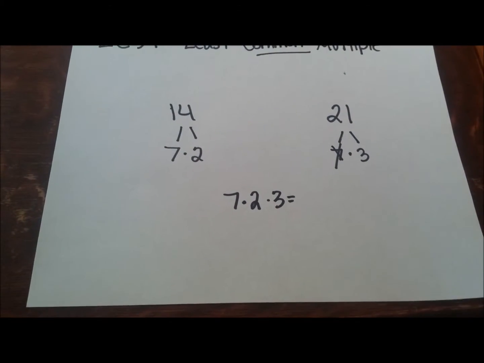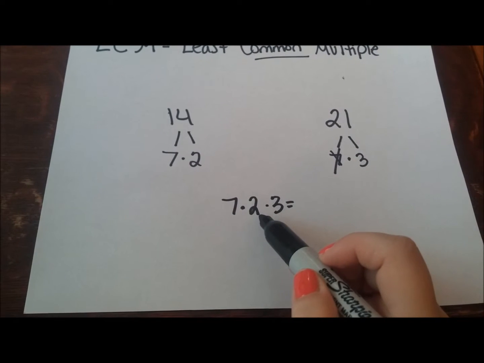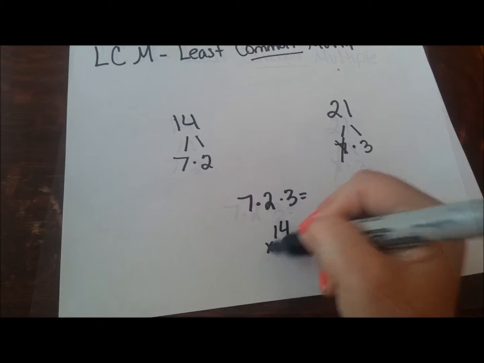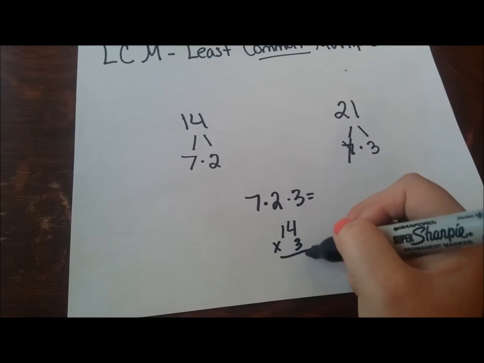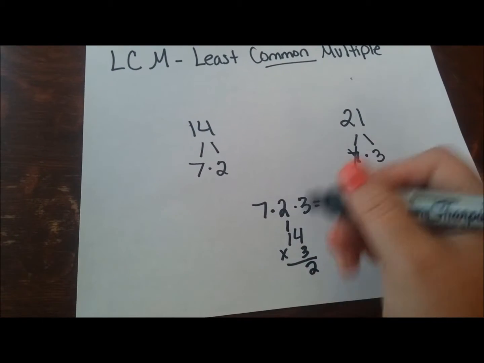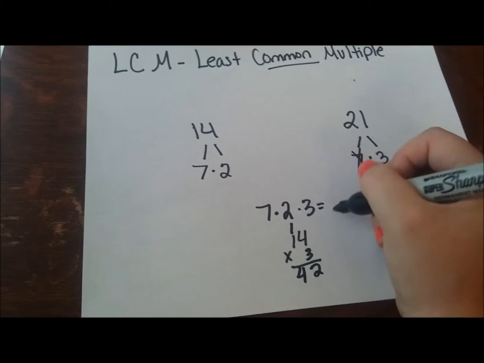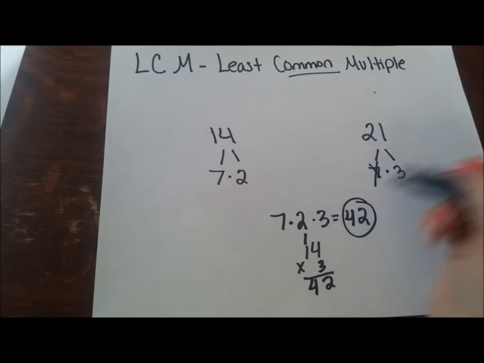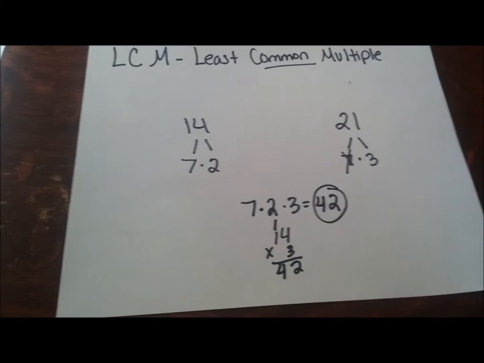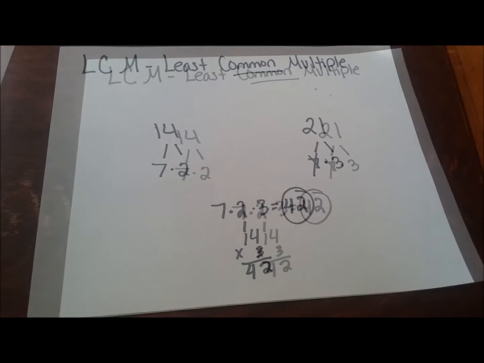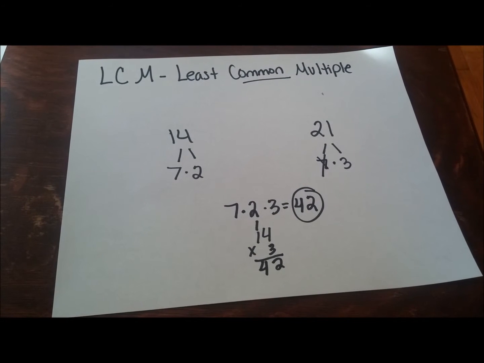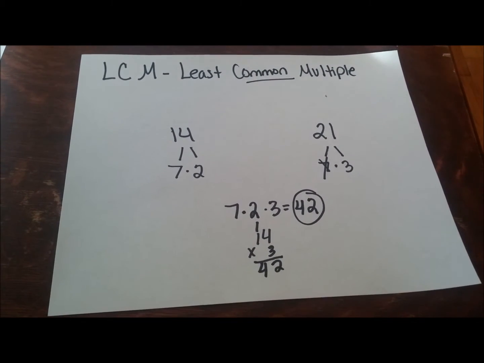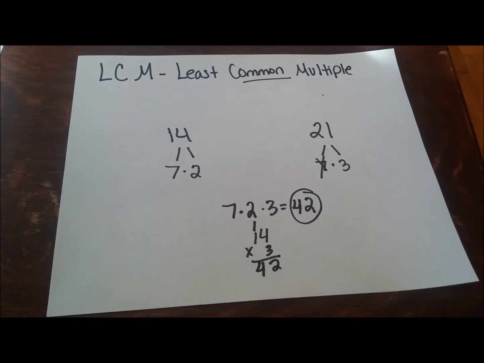Then I'm going to do my multiplication. 7 times 2 is 14. 14 times 3 is 42. That is my answer. So my least common multiple of 14 and 21 is 42. That is the first number 14 and 21 will have in common when I multiply up. Not to be confused with factoring down.